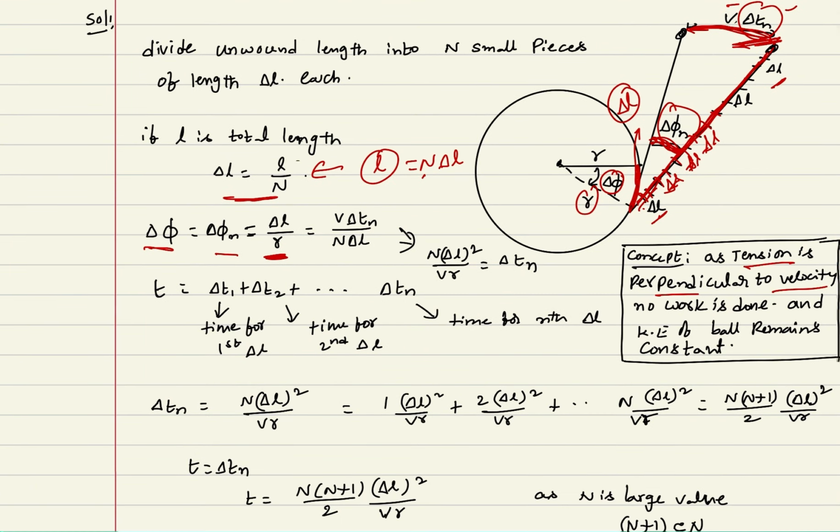Here I am explaining the same process: as the tension is perpendicular to the velocity, no work is done, so the kinetic energy of the ball remains constant, and the speed also remains constant.